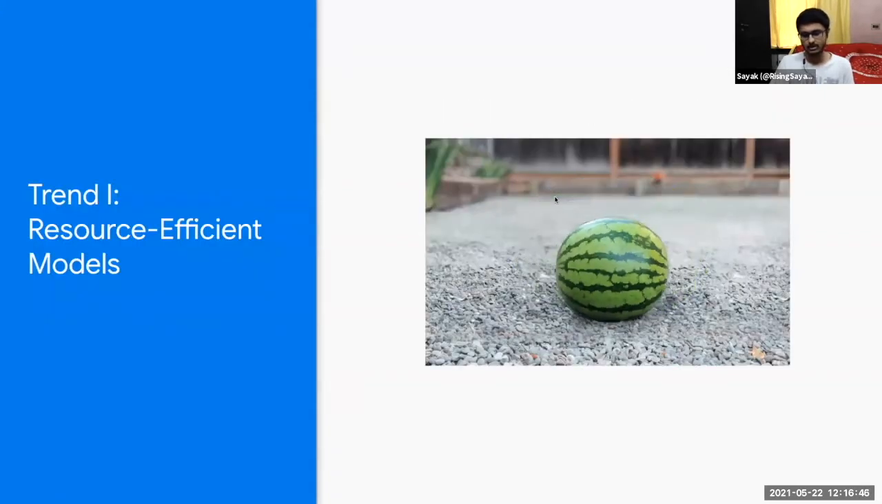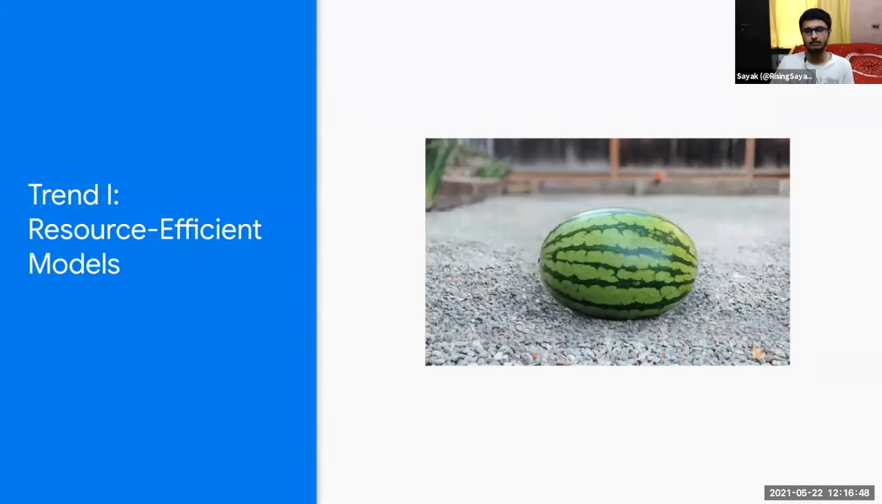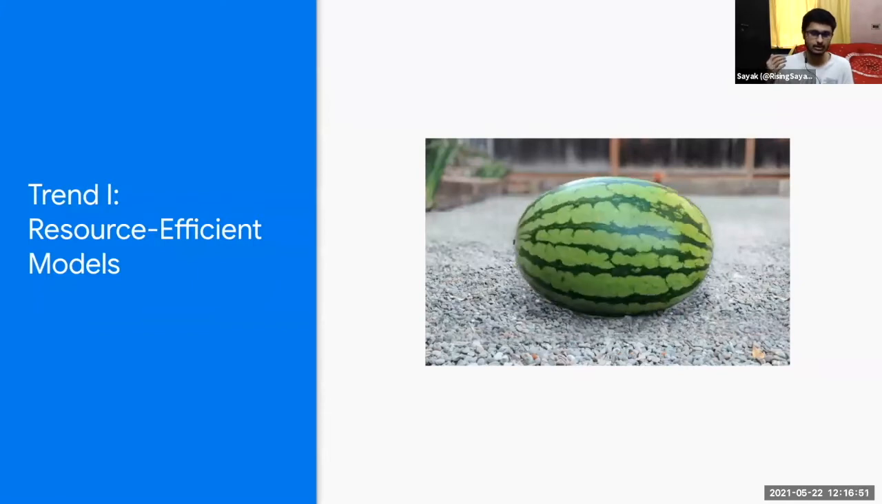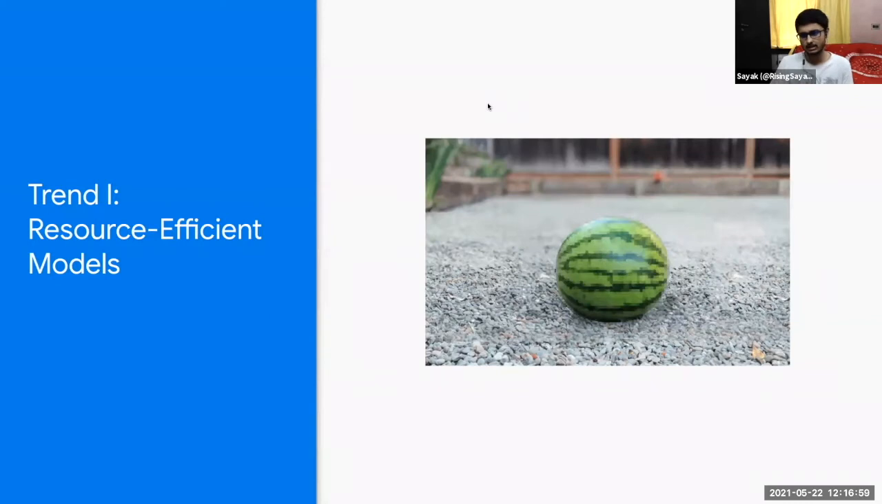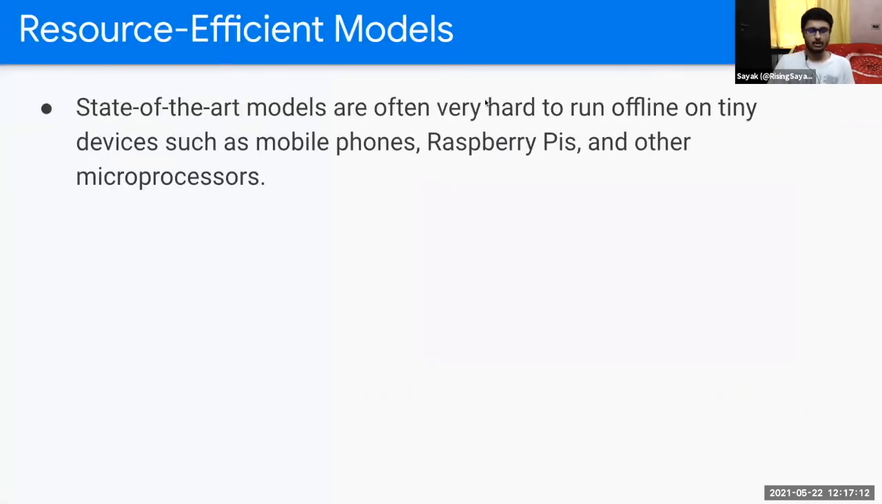So the first trend I am observing for quite some time now is the community is focusing more and more toward resource efficient models. And let's start with why that might be the case. Because if you have your motivations right, it becomes so much easier to work around those motivations. So the first point is, state of the art computer vision models are often very hard to run offline on tiny devices such as mobile phones, Raspberry Pis, and other microprocessor devices.